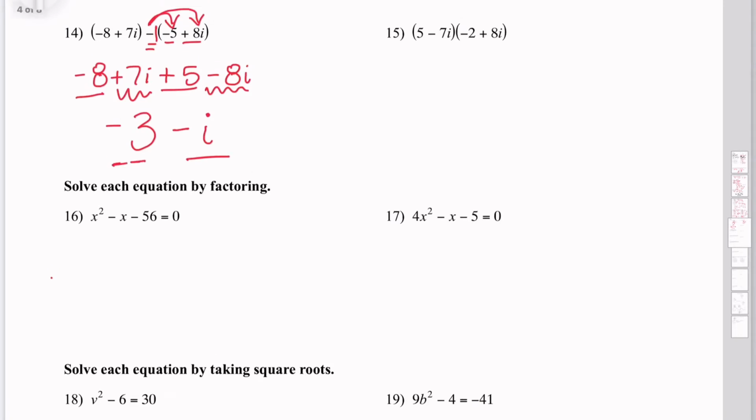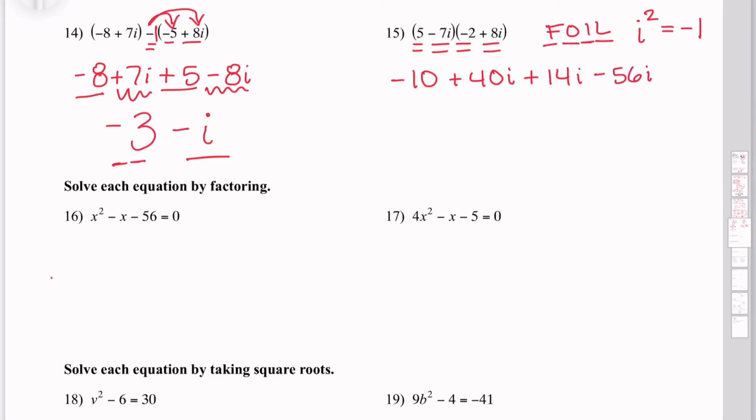We want to make sure to put the real number first and then the imaginary, because that's how we write it in standard form. For question 15, I recommend foiling out these terms to find our answer. Since this problem involves imaginary numbers, it's important to know that i squared is equivalent to negative 1. So let's get started. F stands for first. 5 times negative 2 is negative 10. O stands for outer, which means 5 times positive 8i gives us 40i. I stands for inner. Negative 7i times negative 2 is positive 14i, and L stands for last. So negative 7i times positive 8i, which gives us negative 56i squared.